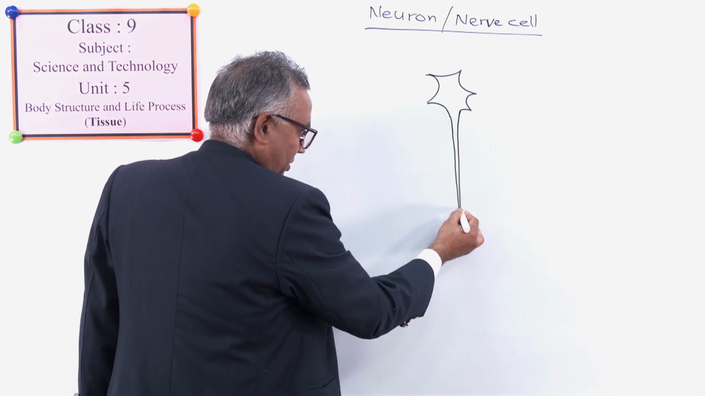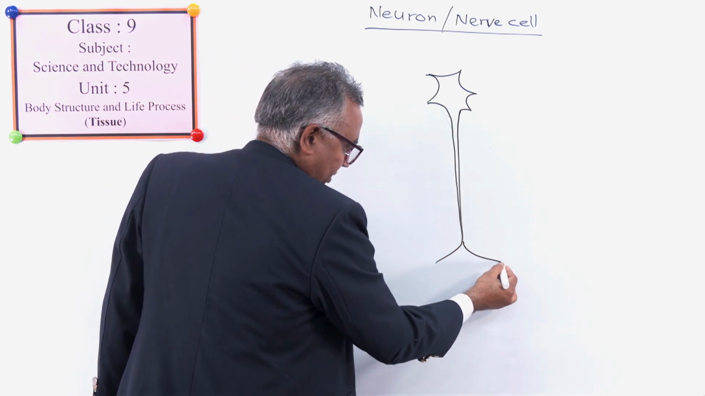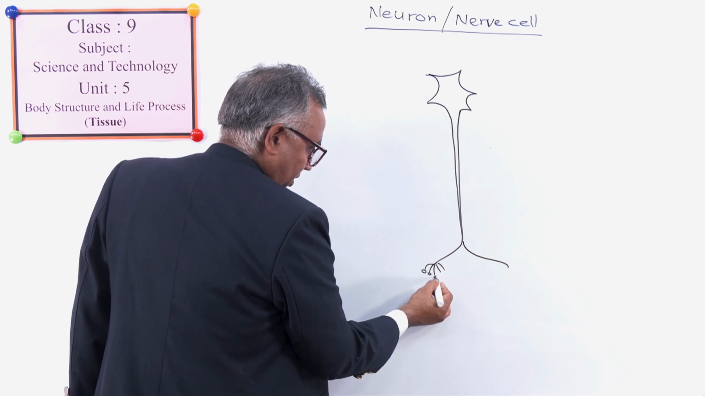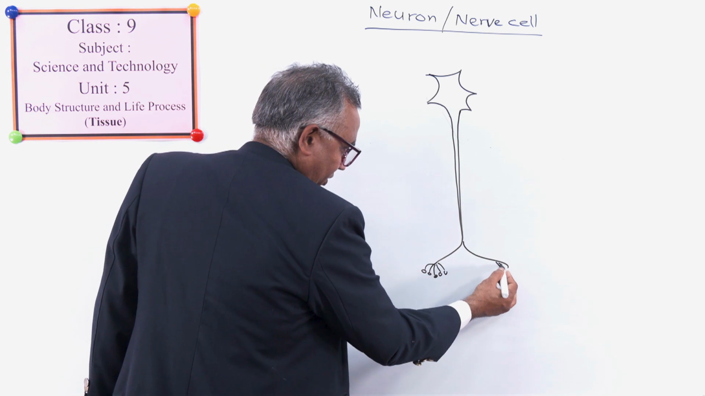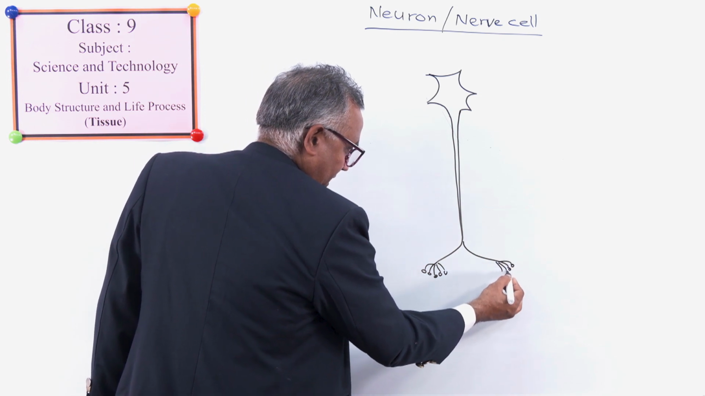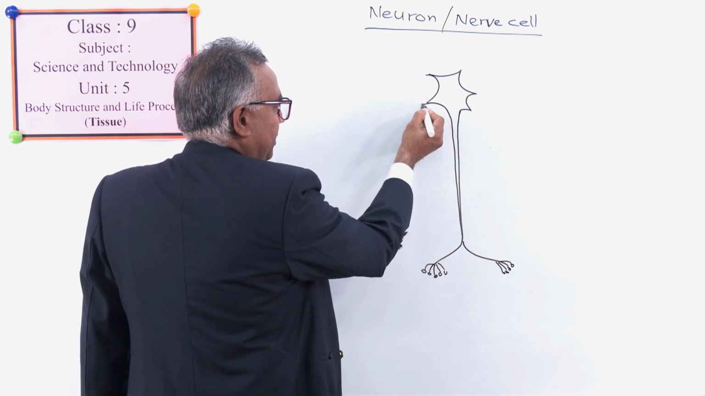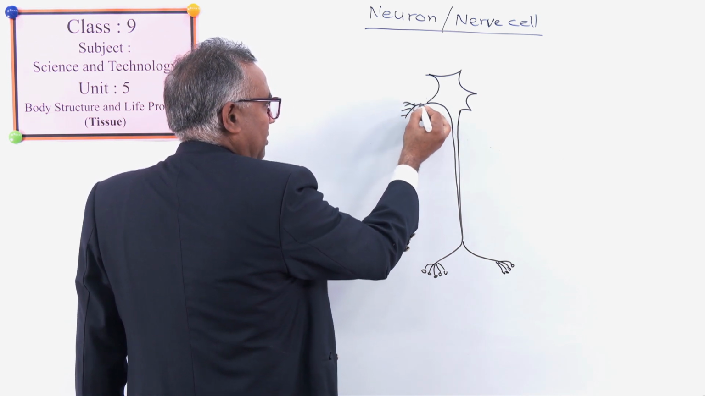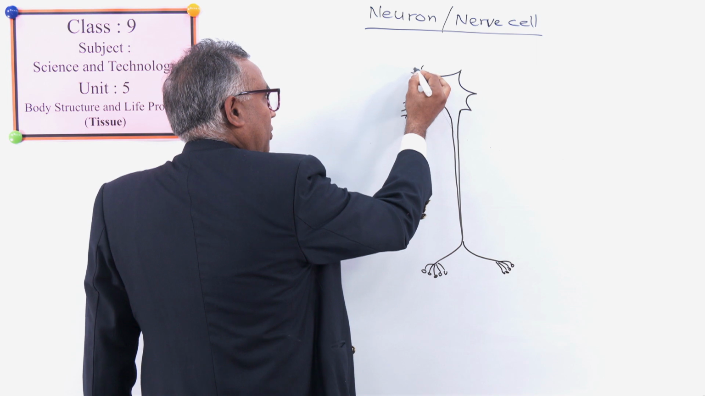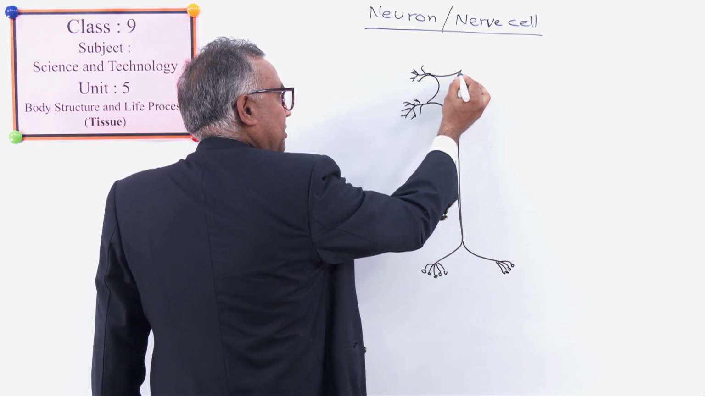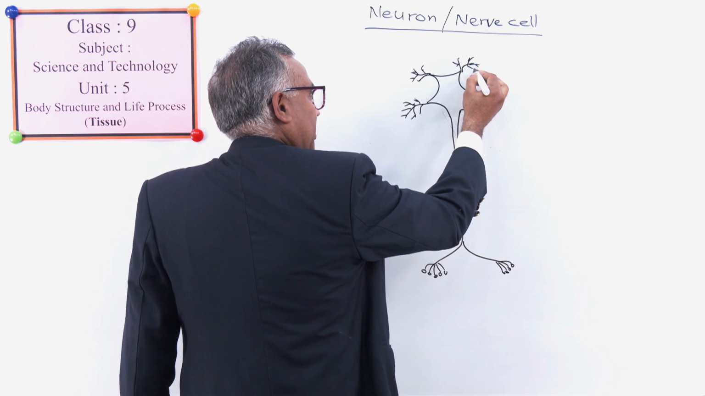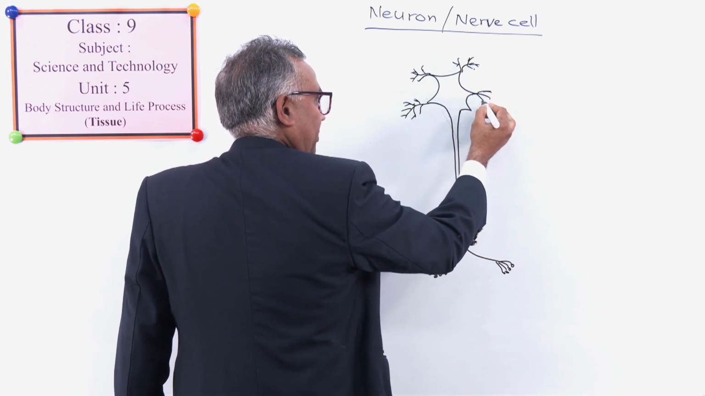Then pull it down. Divide it into two branches, and make a little bit more branches. Some button-like structures, and here also the same button-like structures. And this fiber has a number of branches. So you can sketch it easily.